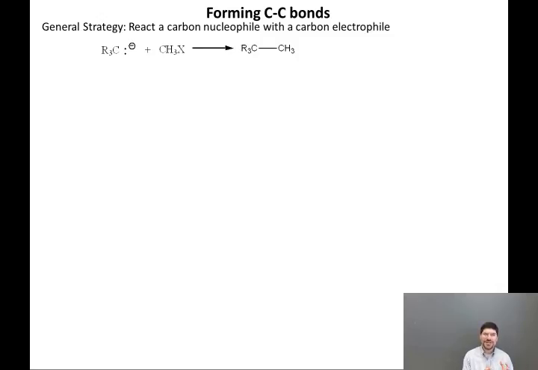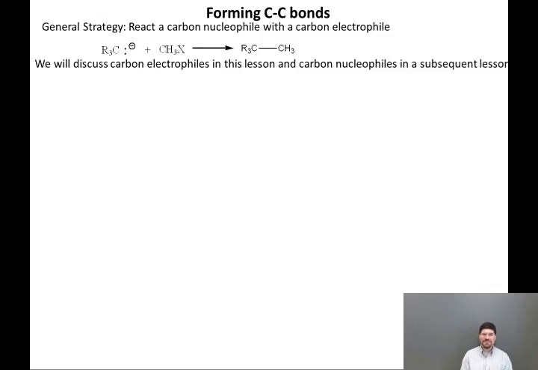In order for carbon to be nucleophilic, it has to have a lone pair on the carbon and a negative charge. We've seen a few examples of those, but not that many. So in this lesson, I'm going to discuss carbon electrophiles, this lesson and the next lesson, and then in a subsequent lesson after that, we will start to look more systematically at carbon nucleophiles.